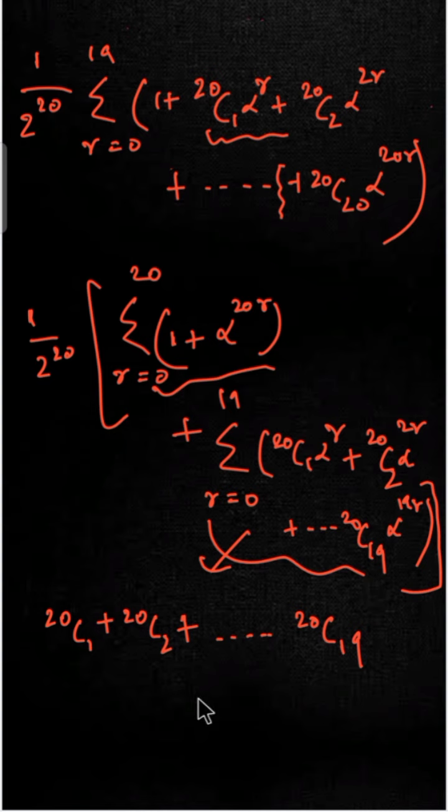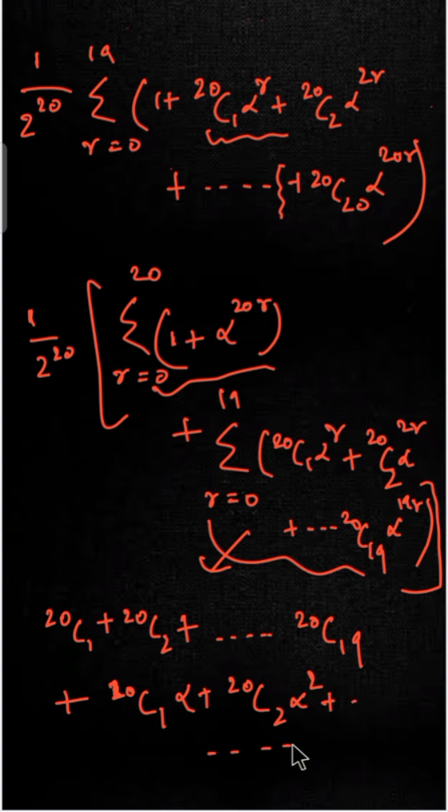Okay, so this is what we're going to get. And when we put r = 1, we get 20C1 alpha plus 20C2 alpha square plus so on, 20C19 alpha, isn't it? So this is what we're going to get, because everything is dependent upon r, so we are just writing it in this way.